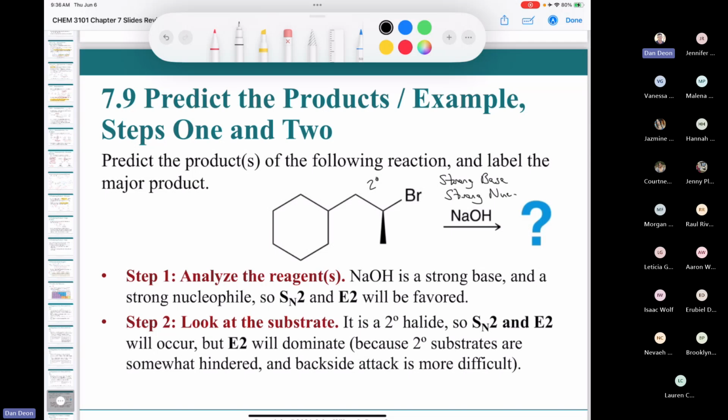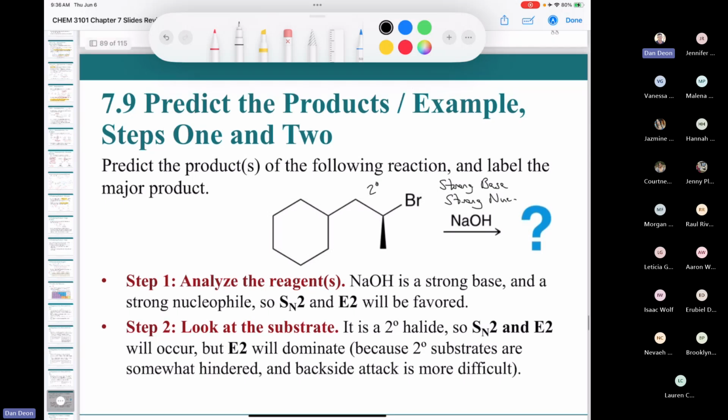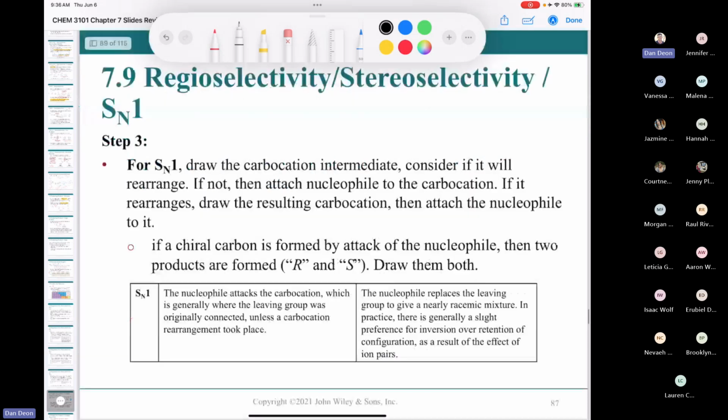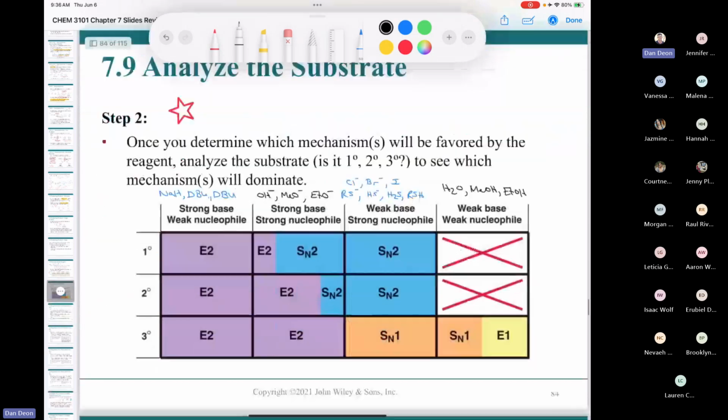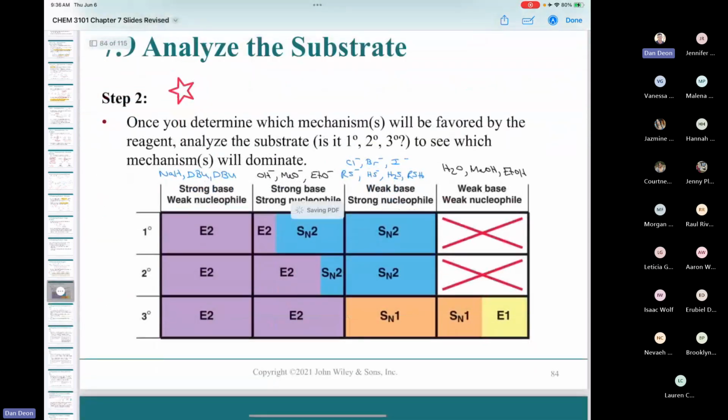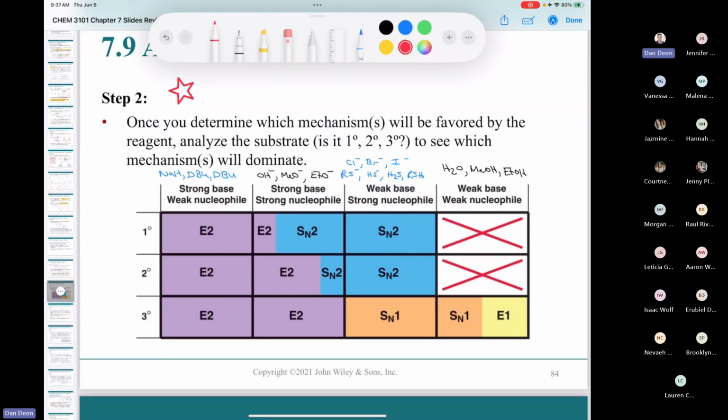So if we have a strong base, strong nucleophile, we know that E2 is actually going to predominate. So let's go back here and I'll show it to you, okay? If you go back to this table, we have hydroxide, which is a strong base, strong nucleophile, and we have a secondary alkyl halide. So E2 is going to predominate with some SN2.